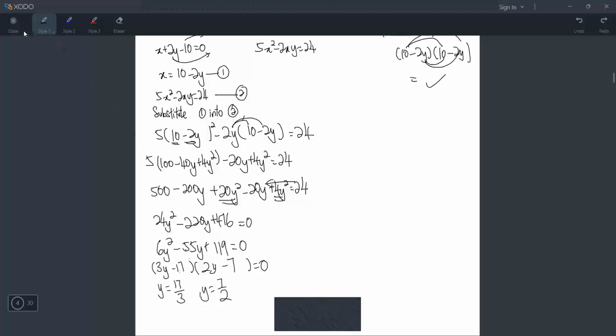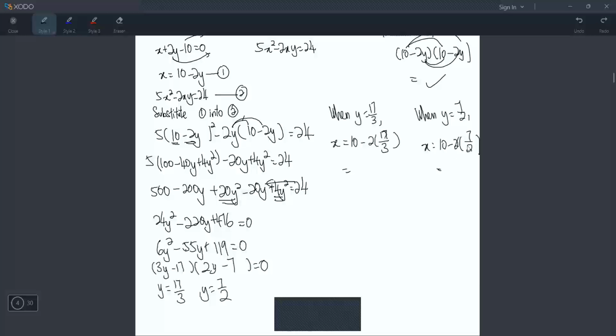Okay, after you get the y, now you try to find the x. So I'll continue here when y equals to 17/3. How to get the x? You can ganti inside the equation 1. So it becomes x equals to 10 minus 2y. And then the y, you will put 17/3 here. All right. But what about the other answer for y? So you have to do again also when y equals to 7/2, x equals to 10 minus 2y, and the y is 7/2. It means that if y got 2 answers, then the x also got 2 answers.